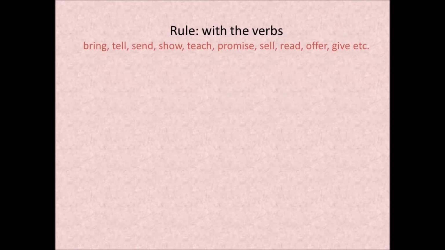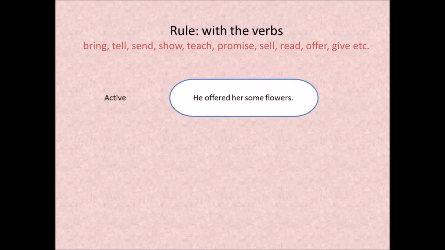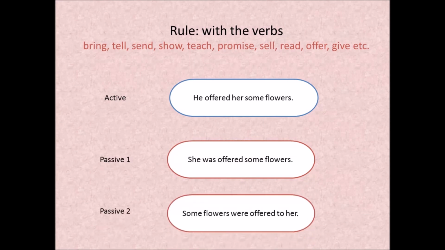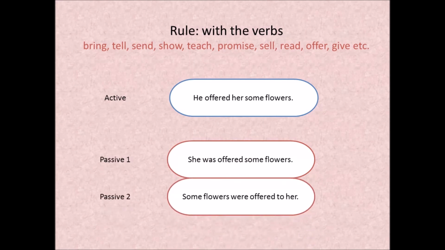With the verbs that can take two objects, such as bring, tell, show, promise, read, offer, etc., we can form two different passive sentences. For example, he offered her some flowers, then this can be turned into two passive sentences. She was offered some flowers, or some flowers were offered to her.